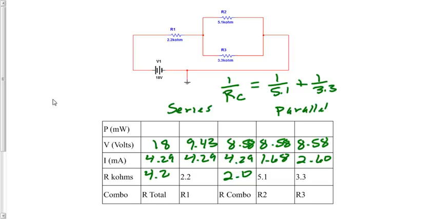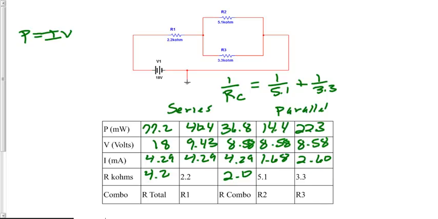Now let's get our power. Well, power, the equation is always a product of current times voltage. So we're set up perfectly to get all those. We'll multiply all of the currents by all of these voltages here, and then we will record the milliwatts there. So this will be 77.2 milliwatts, 40.4 milliwatts, 36.8 milliwatts, 14.4 milliwatts, and lastly 22.3 milliwatts. And that's how we do it for the circuit.